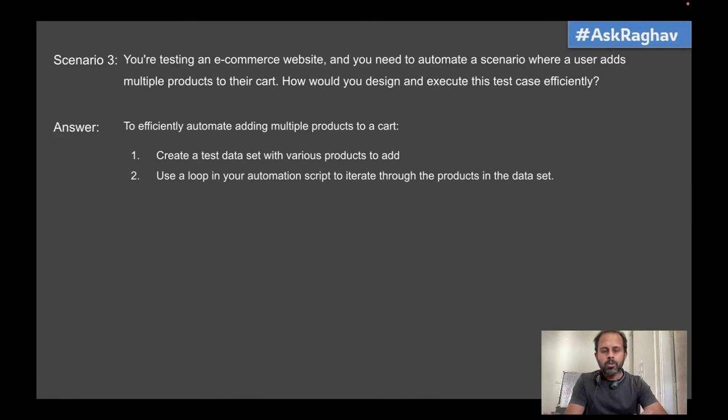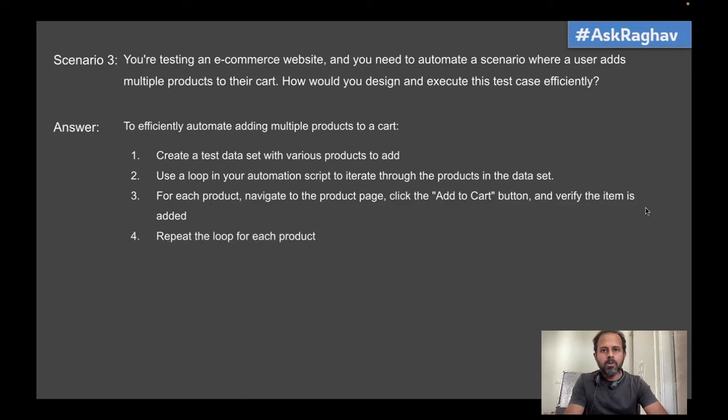Then you can use a loop in your automation script to iterate through the products in the data set. And then for each product, navigate to the products page, click the add to cart button and verify the item is added. Okay. And then repeat the loop for each product. So this is how you can create test data and add a loop in your scripts.